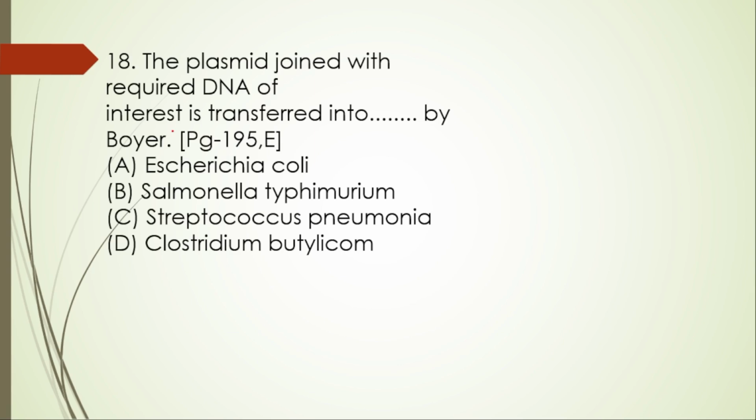Next, 18th one. The plasmid joined with the required DNA of interest is transferred into dash by Boyer. A, Escherichia coli, B, Salmonella typhimurium, C, Streptococcus pneumoniae, D, Clostridium botulinum. So here the right option is option A.